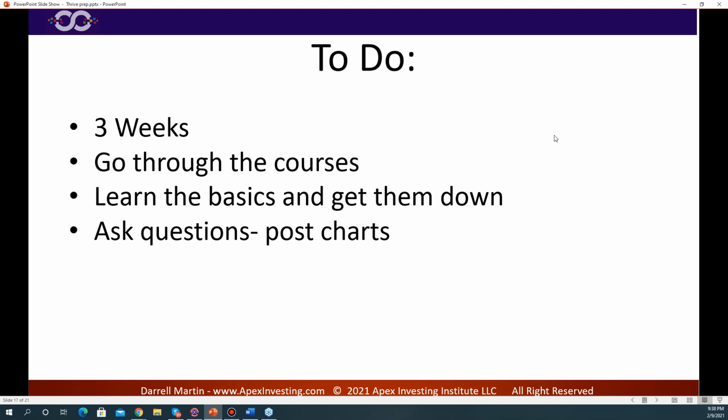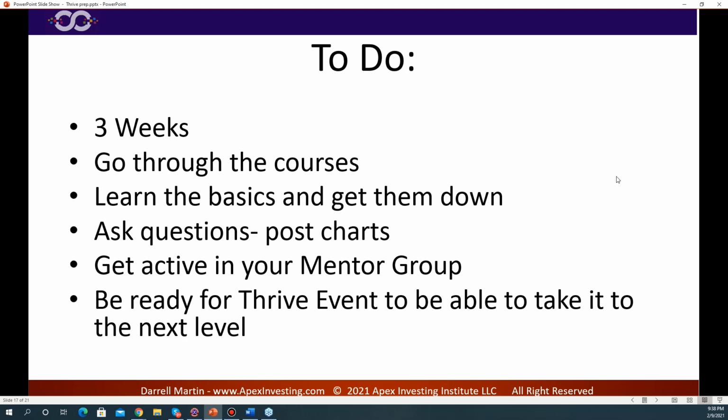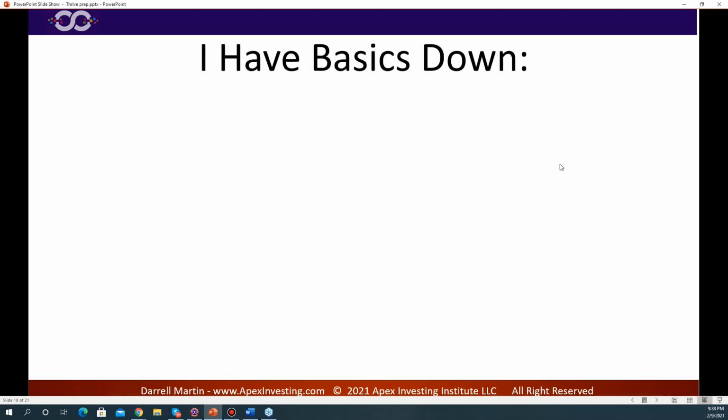Post charts. Ask questions. If there's something that you're not quite following, ask about it. Get active in your mentor group. If you don't want to ask all these questions in the big elite room, get active in your mentor group. That's what they're there for you. Those mentors are in there, and those people in the groups are in there. They will gladly look at your questions, look at your charts, help get you ready for Thrive. Okay? So get those basics down and be ready for that.